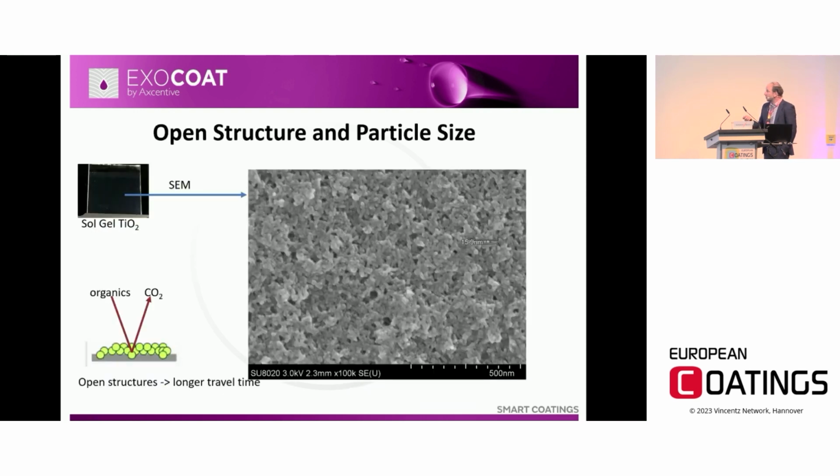So when we had this layer, we made a SEM picture, so scanning electron microscopy. And what you preferably like is a very open structure, because the more open the structure, the longer the travel time of an organic species, and the longer you have time to break it down into its compounds, carbon dioxide and water. So open structures mean longer travel time. Well, what you can see on this picture is that the structure is indeed very open, as you have valleys and hills. And you can also deduce that the particle size is about 16 nanometers, so very small.